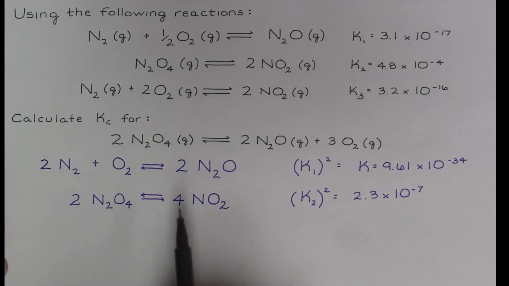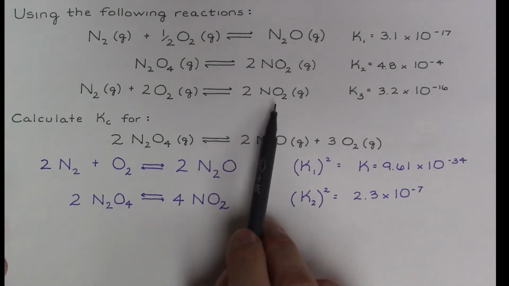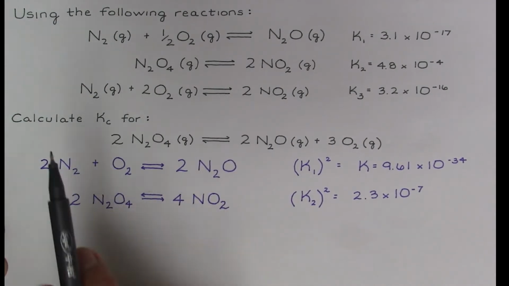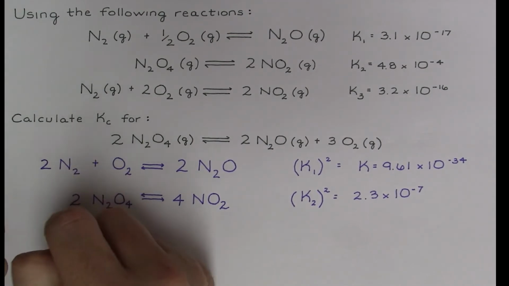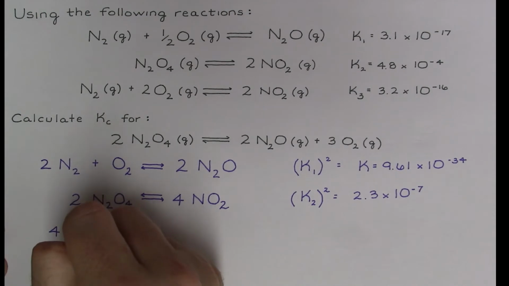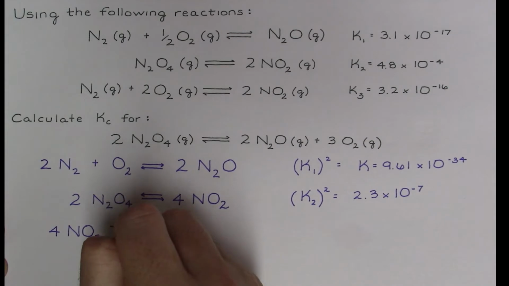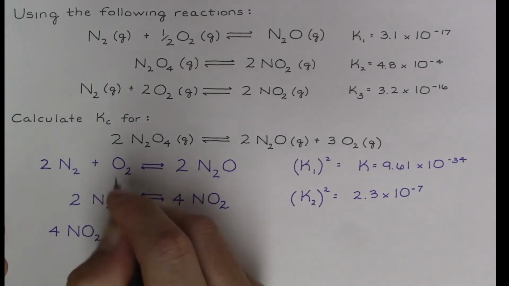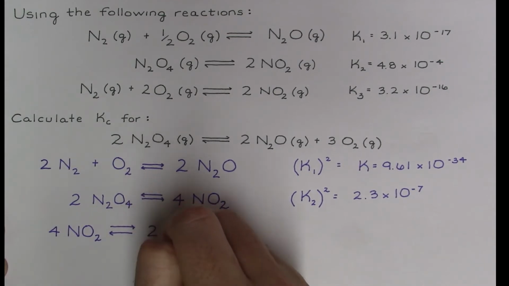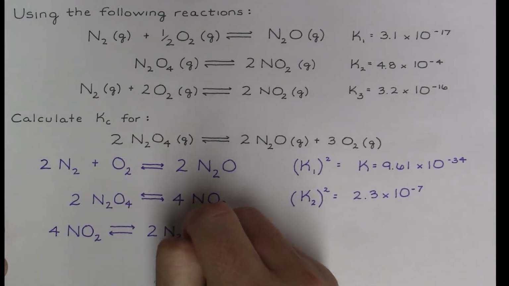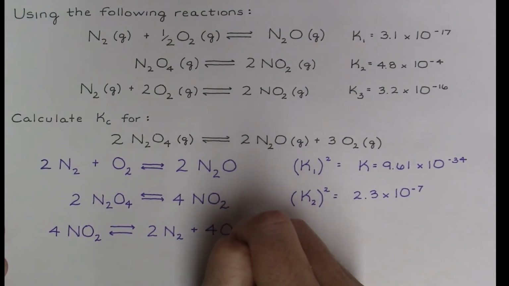So for our final reaction, you'll notice that I have 4 NO2s on the product side, but now I have to get rid of them by having 4 NO2s on the reactant side. This can be done by flipping the third equation and multiplying it by 2. So I will get 4 NO2s on my reactant side. I will get 2 N2 gases on the product side. And I will get 4 oxygens on the product side as well.